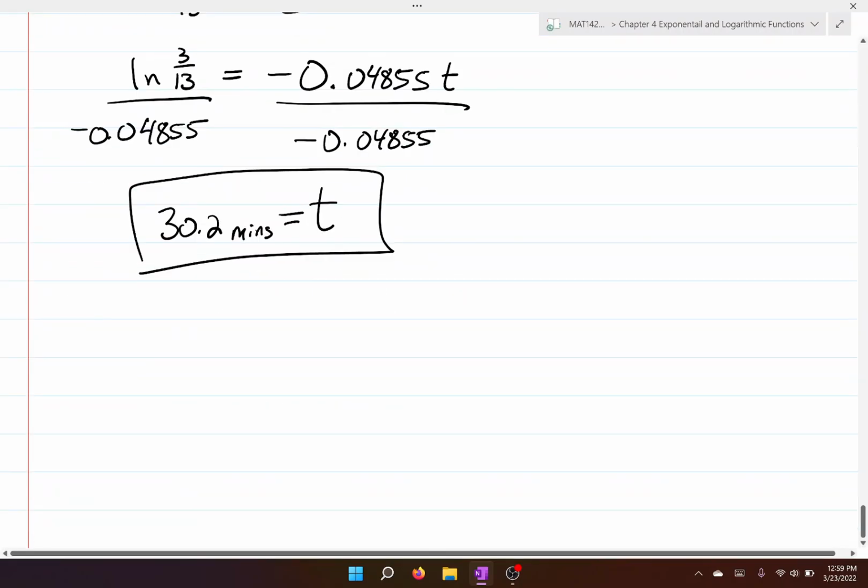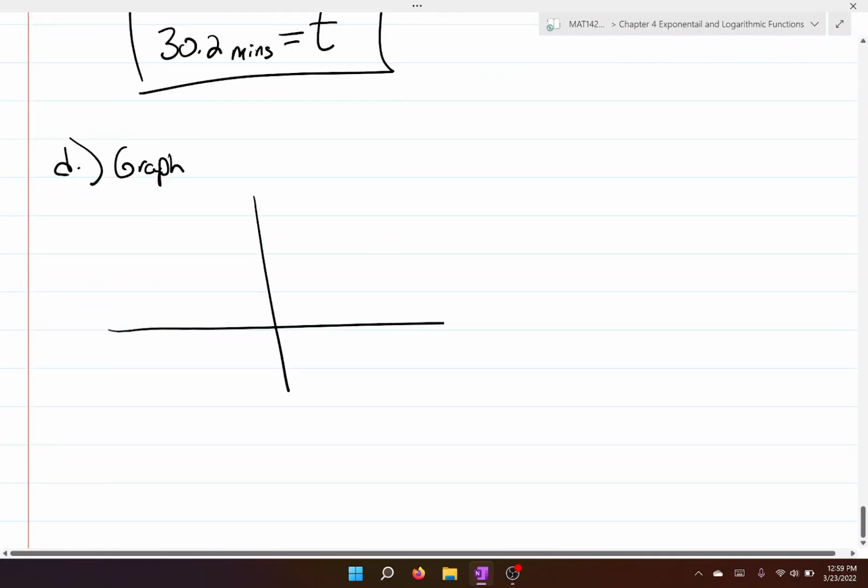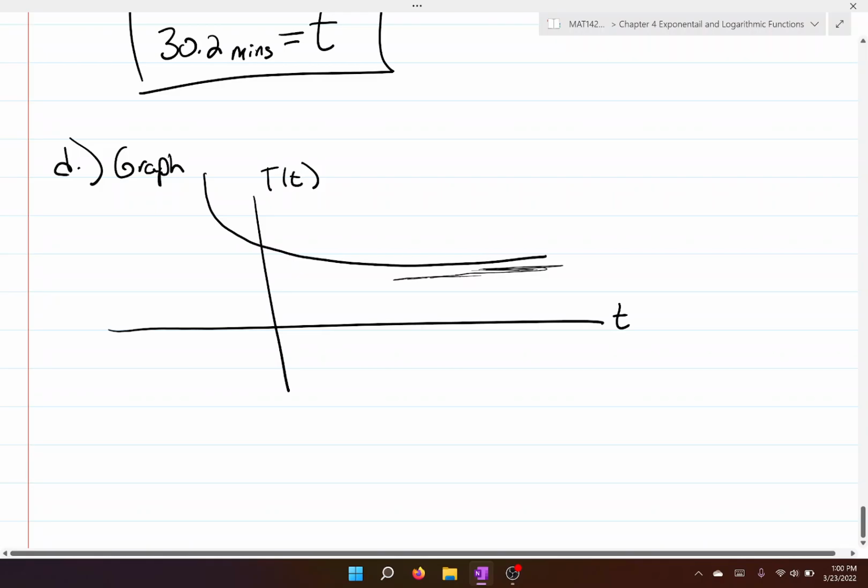All right. Now, finally, part D. Part D was to graph and then interpret it. All right. So I just want us to think about this before I actually graph it. We know that we have coffee cooling down. So t on the x-axis is going to be time, and then capital T of t is going to be the temperature at any time, and we know it's going to look something like this. You're going to notice that this is going to start to level off, and I want you to think about, well, what is it leveling off to?